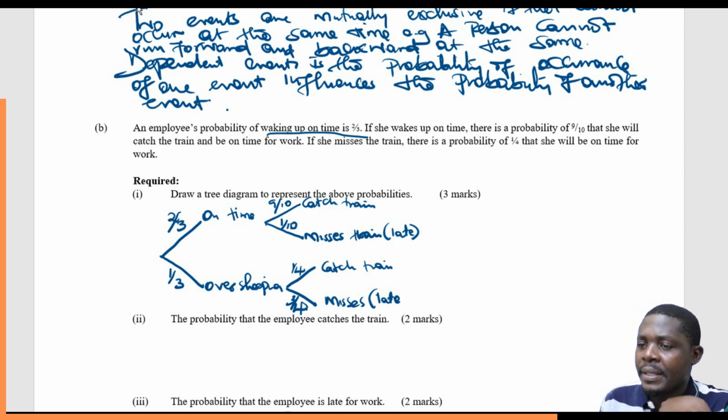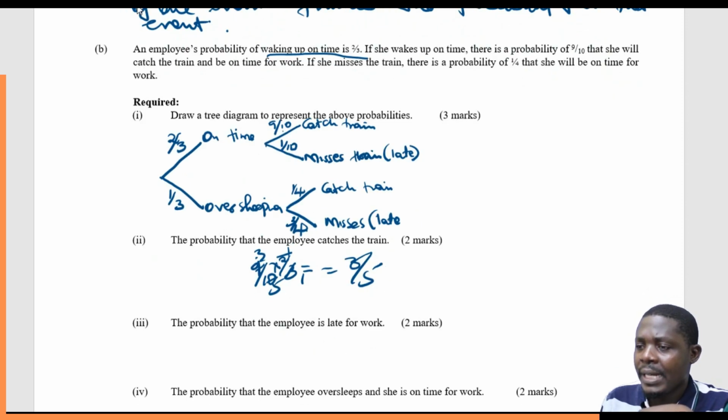Now we are told the probability the employee catches the train. In that case, the probability of catching the train, we have already been told that she wakes up and she has 9 over 10. We are multiplying by 2 over 3, which gives 3 over 5.